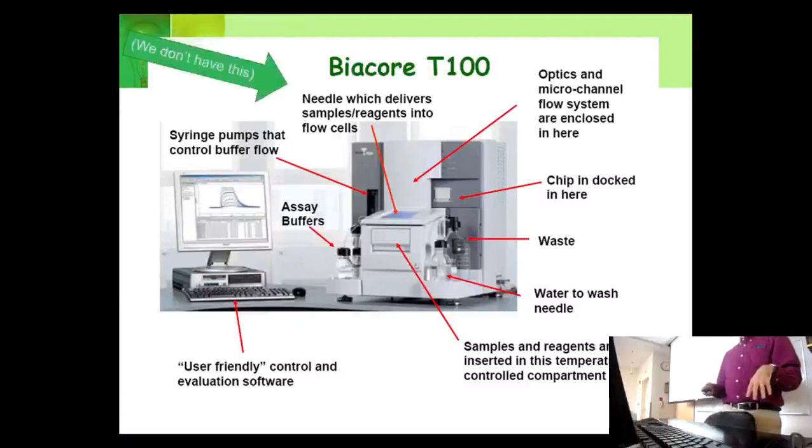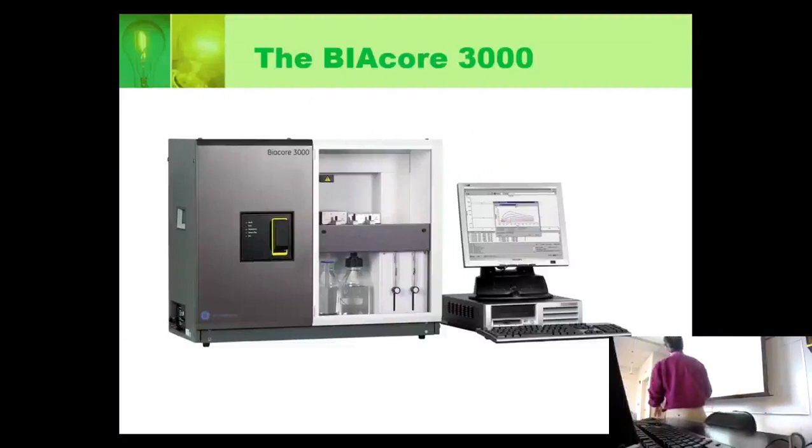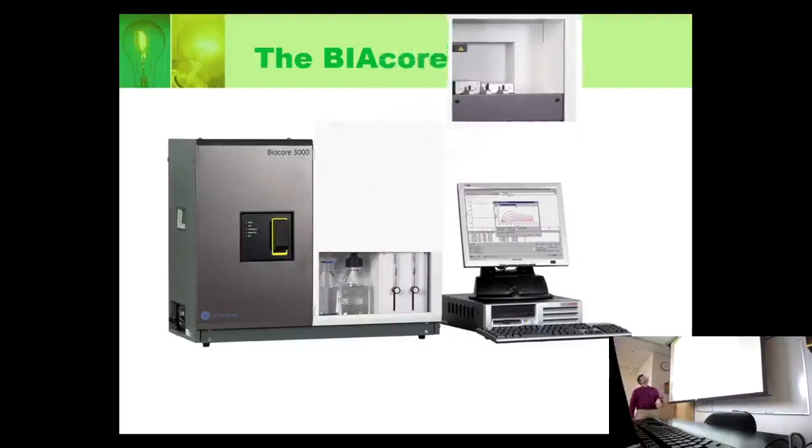What we have is not this. There's the BIAcore 3000. This also has a needle. It's a little bit older. This is the one I learned to use back 20 years ago now. The chip goes in here. It has a little needle that will pick up your samples and put them through. It has a waste bottle, inlet, outlet, and a computer. Again, we don't have this.